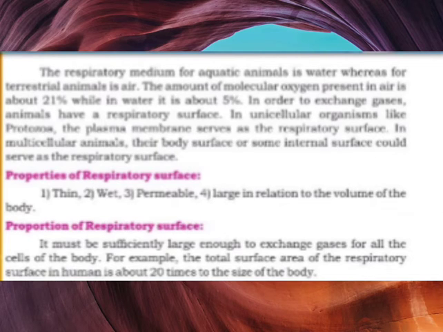Next, properties of respiratory surface. It must be large enough to exchange gases for all the cells of the body. For example, the total surface area of the respiratory surface in humans is about 20 times the size of the body. So basically the next very important characteristic of the respiratory surface or system is its size. It is very important that it takes a sufficient amount of air in to supply the required amount of oxygen to the whole body. So basically the size of the respiratory system is very important.